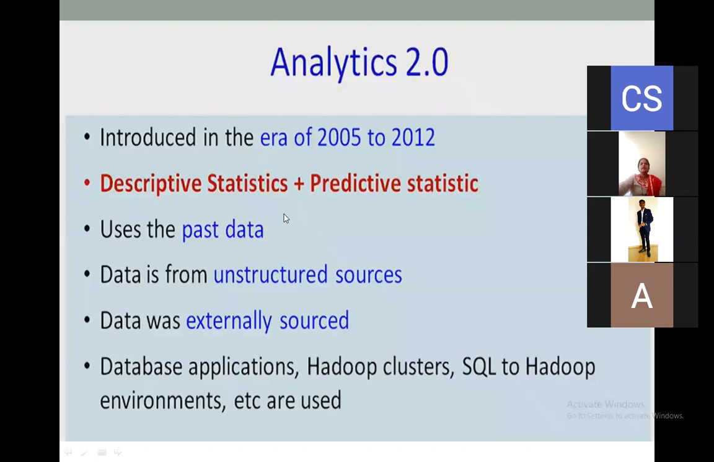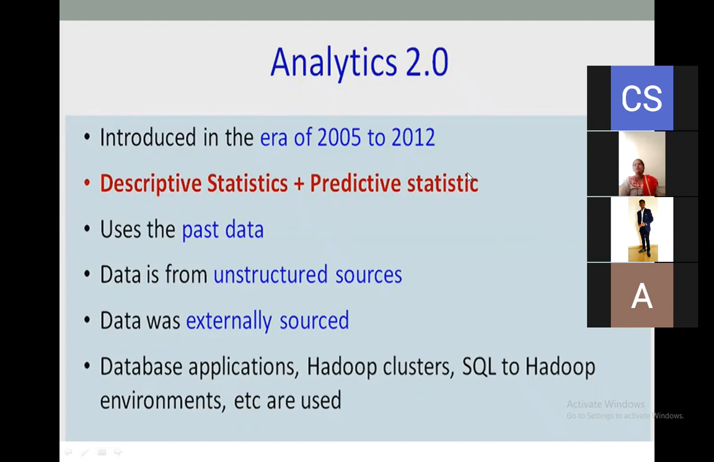Then, moving to the next part, that is analytics 2.0. Basically, 2.0 was introduced in 2005 to 2012. In it we perform descriptive statistics and also predictive statistics. We use historical data, but we collect the data from external and internal sources.